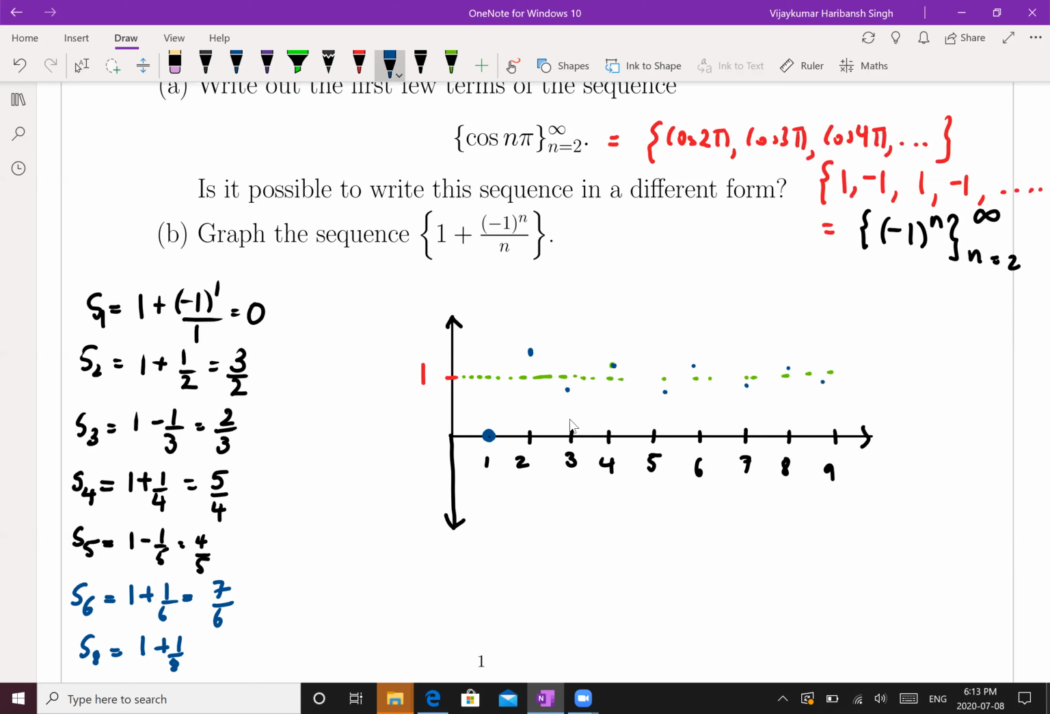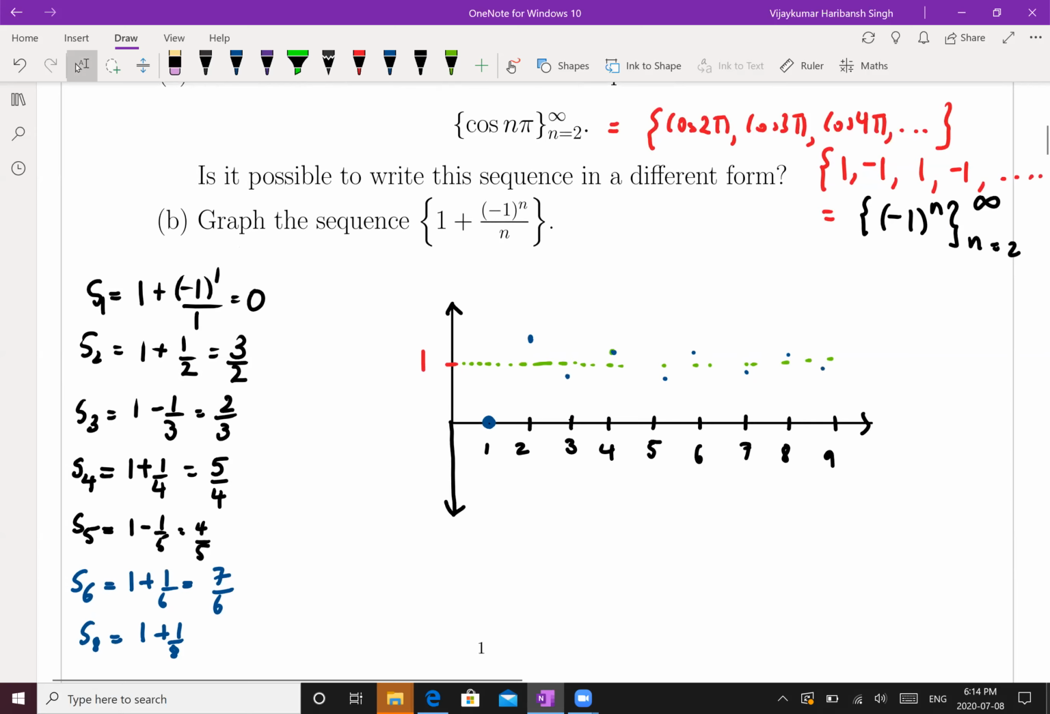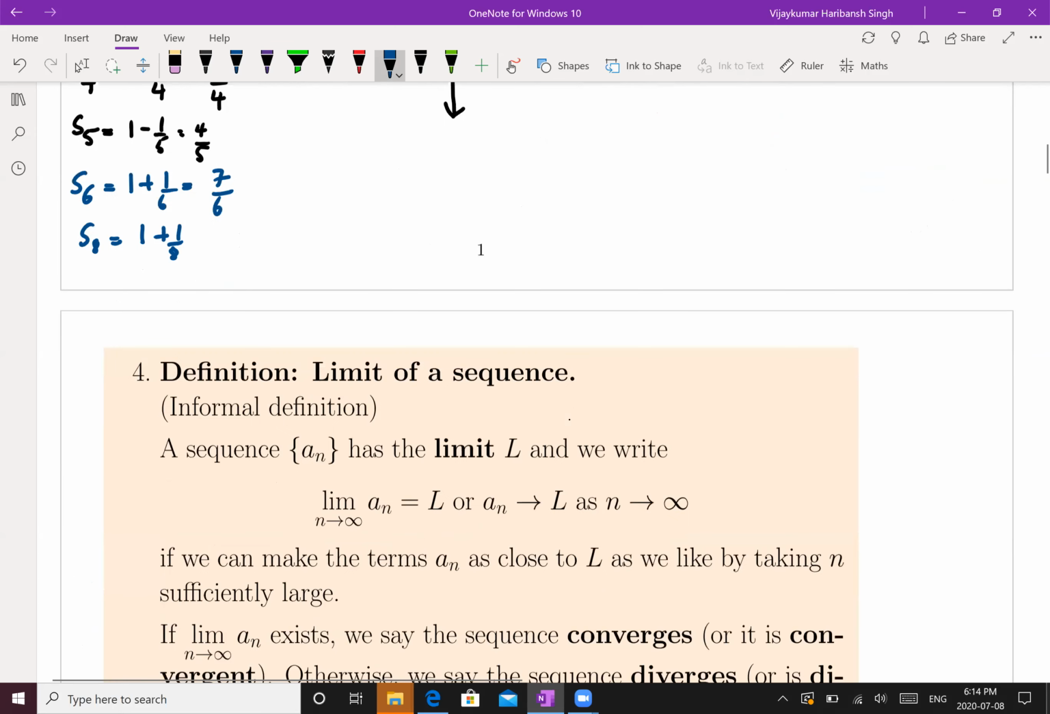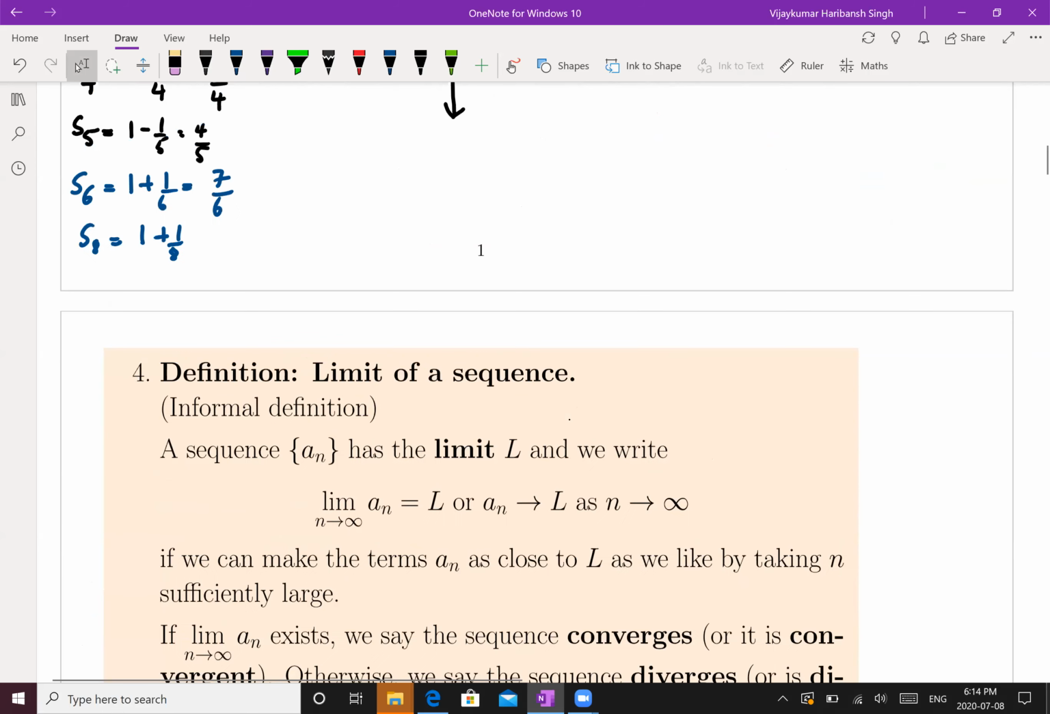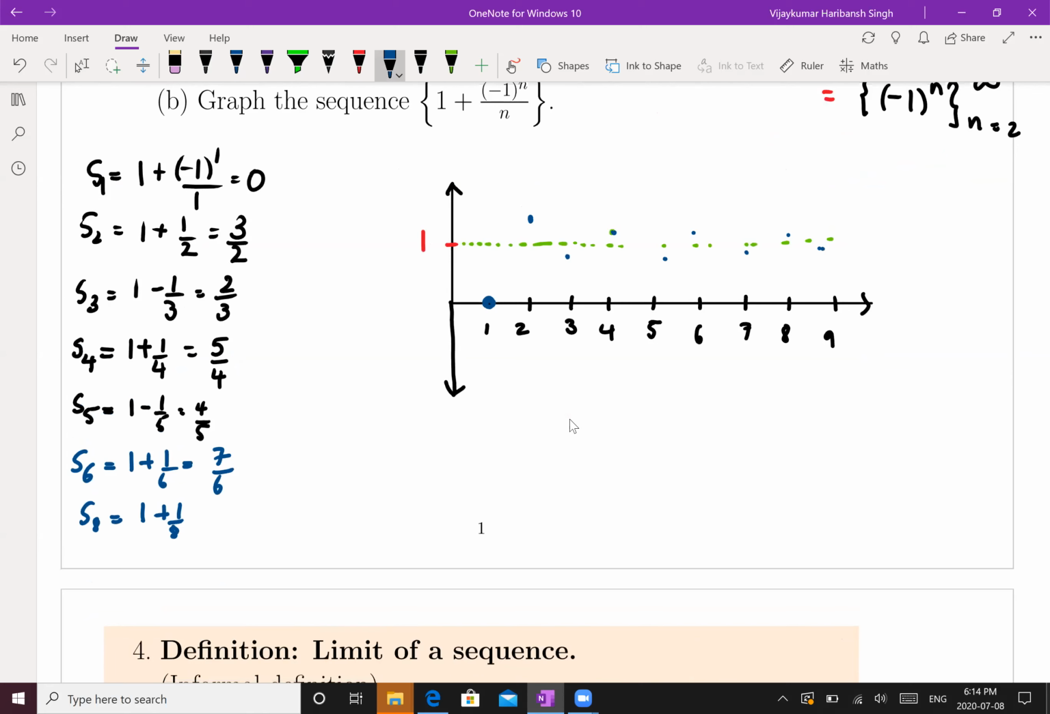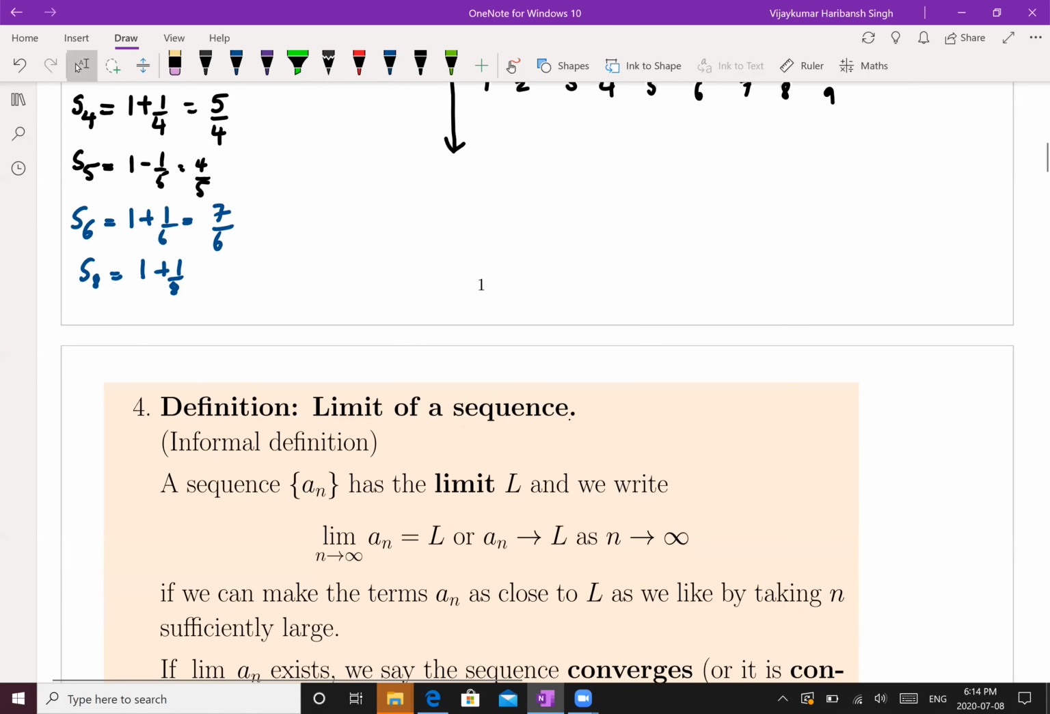When you look at the graph of this sequence, you can see the values are converging closer to what? The value is getting closer and closer to 1. So from here, we get the idea of the limit of a sequence. The limit of this sequence is that as you go further and further, you get closer and closer to 1. So let an be a sequence.